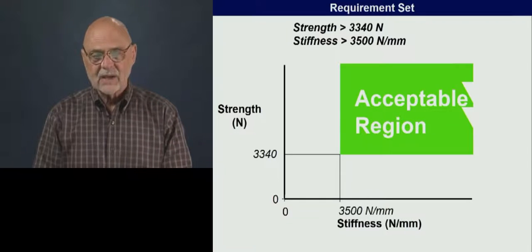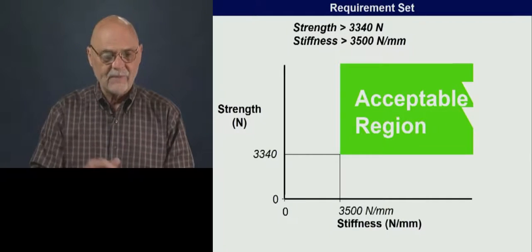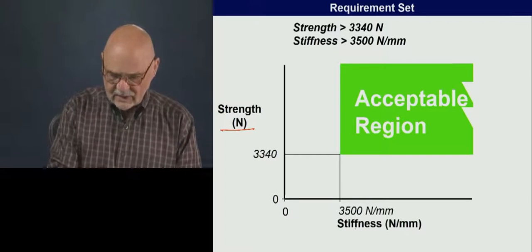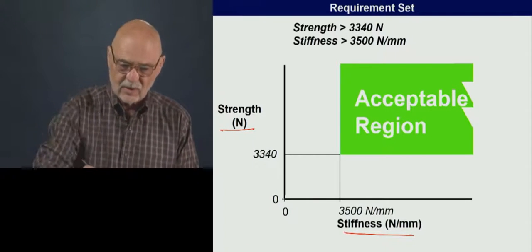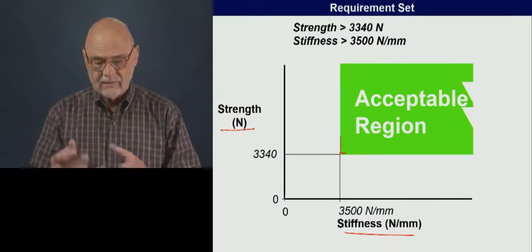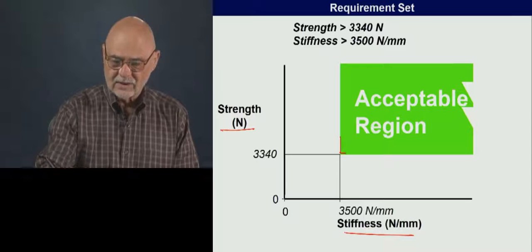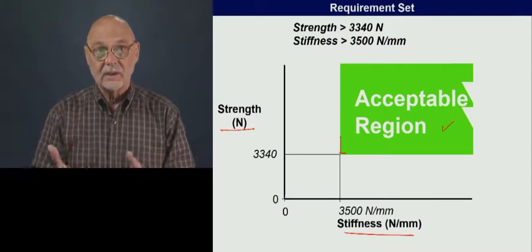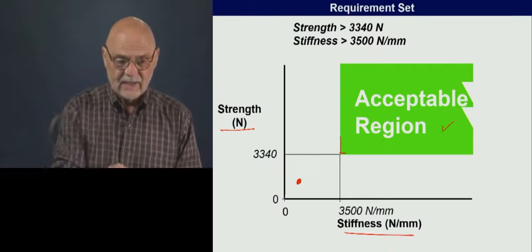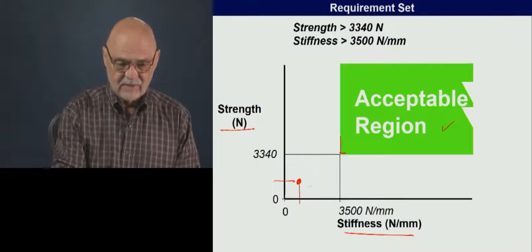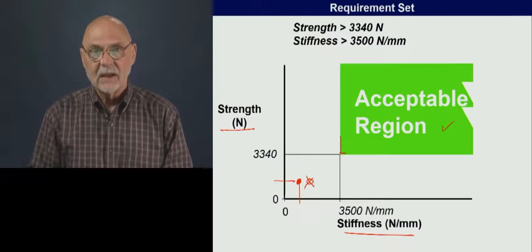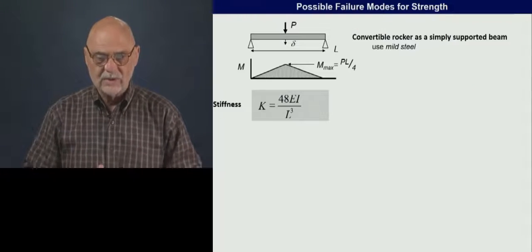So here we can plot this on a requirements graph. This is the strength requirement that we're looking for. This is the stiffness requirement that we're looking for. Any structure that we invent has to fall into this green region in order to be acceptable. If we have a design that's falling out here, that is not strong enough, it's not stiff enough, so that's not a viable design. Right? So this is the idea of where we're going with this.